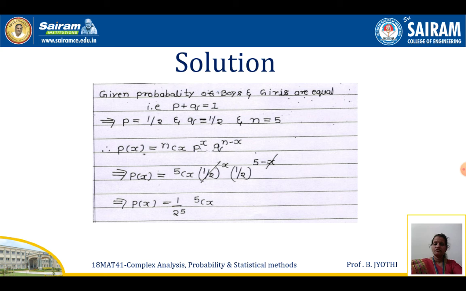Since a family consists of 5 children, n is 5. As the formula says, P of x is nCx p to the power x q to the power n minus x, which implies P of x is 5Cx into half to the power x into half to the power 5 minus x. Since the bases are the same, the powers get added, so x and minus x cancel, and we get 1 by 2 to the power 5. That is, P of x is 1 by 2 to the power 5 into 5Cx.